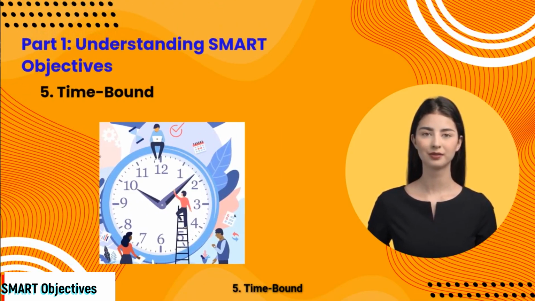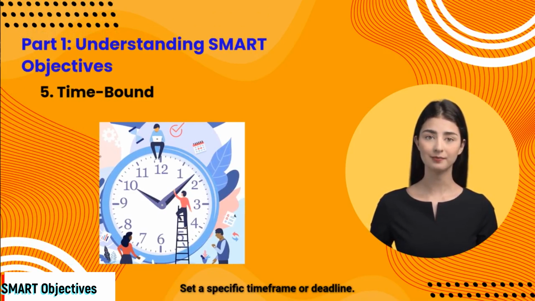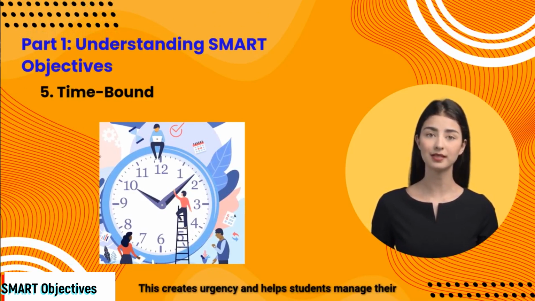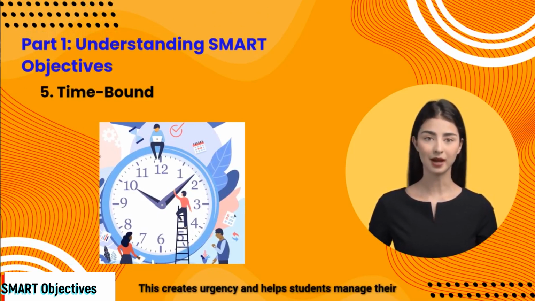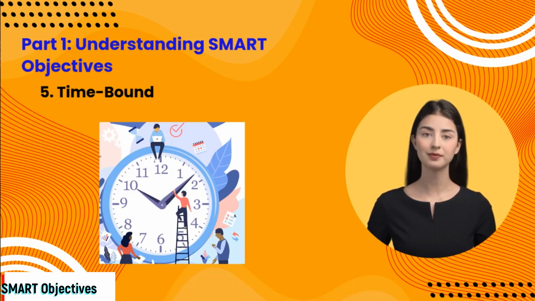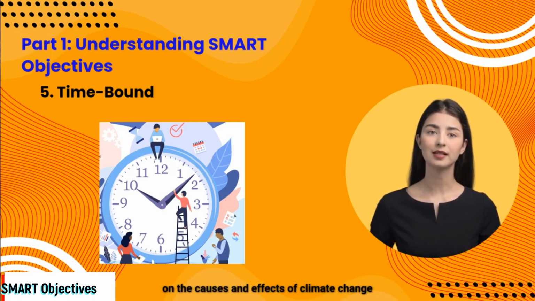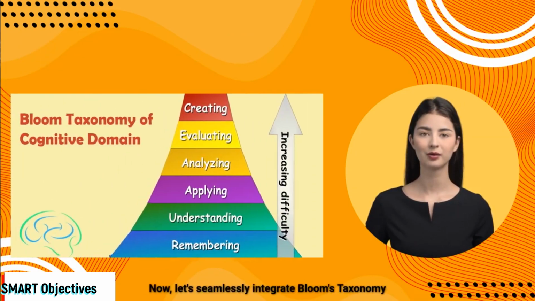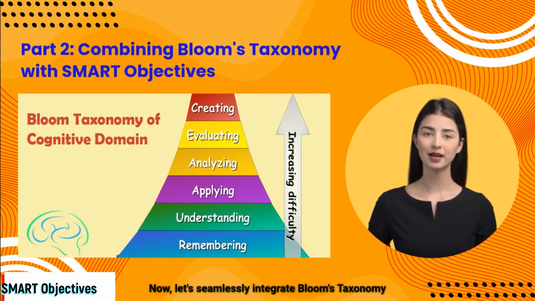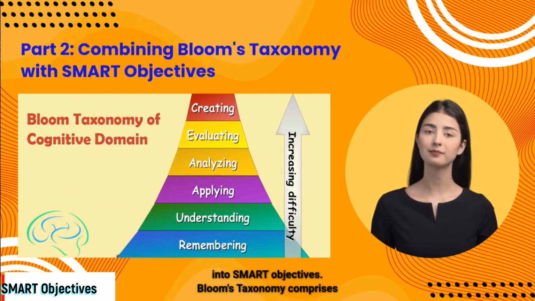5. Time-bound. Set a specific time frame or deadline. This creates urgency and helps students manage their time effectively. Example, students will submit their written assignment on the causes and effects of climate change by the end of the week. Now, let's seamlessly integrate Bloom's taxonomy into SMART objectives.